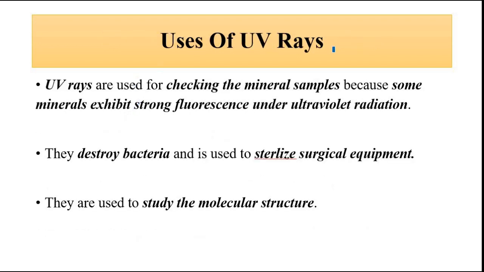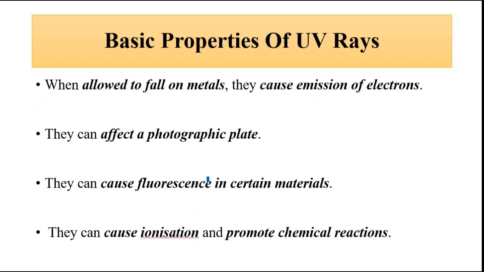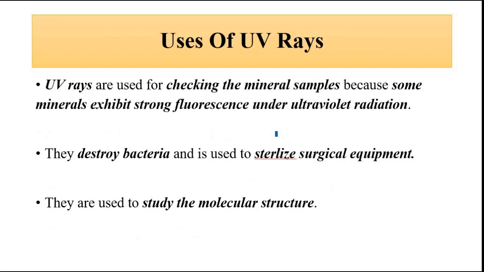Then the uses of UV rays. Ultraviolet rays are used for checking mineral samples, based on the property of fluorescence under ultraviolet radiations, and also on the ionization property and their ability to affect the photographic plate. Again, it is helpful in material science engineering and other applications also.